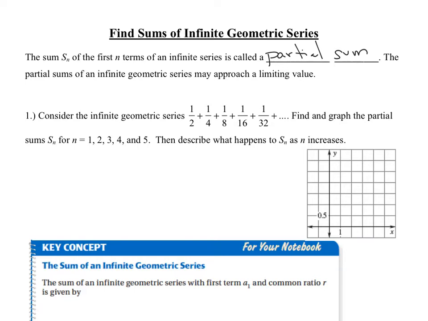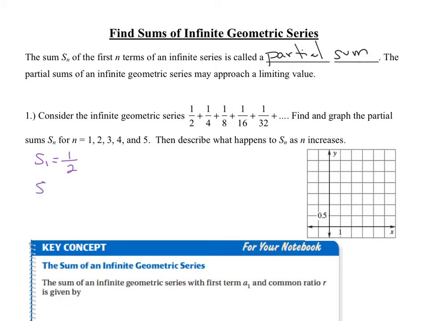Now, just as an example, consider the infinite geometric series 1/2 plus 1/4 plus 1/8 plus 1/16 plus 1/32, and that continues on indefinitely, so we have an infinite series. Find and graph the partial sum S sub n for n equals 1, 2, 3, 4, and 5. And then we're going to describe where our sum approaches as n increases. So for example, the first term is just 1/2, so when you add just 1/2, you get 1/2.